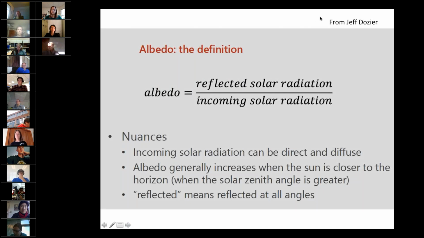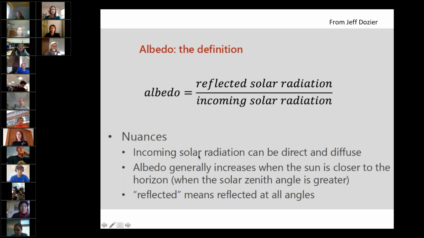All right, so let's move on from surface temperature and the long wave part of the spectrum to albedo and the short wave part of the spectrum. These are some slides from Jeff Dozier, and the definition of albedo is just the ratio of reflected solar radiation to incoming solar radiation. So that seems pretty straightforward. Most people had albedo in their diagram of how the snow model was working.